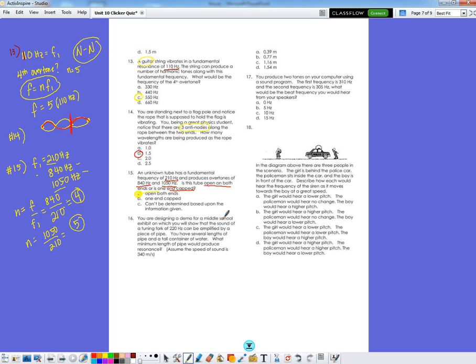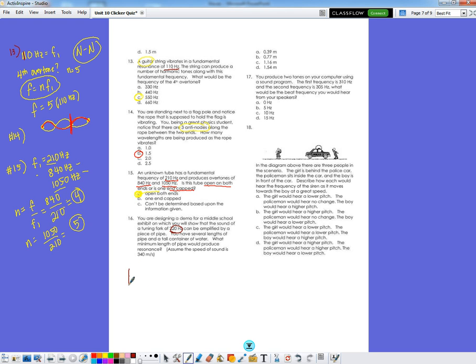Okay, number 16. You are designing a demo for the middle school exhibit in which you will show that the sound of the tuning fork at 220 Hz can be amplified by a piece of pipe. You have several lengths of pipe and a tall container of water. What minimum length of the pipe would produce the resonance?